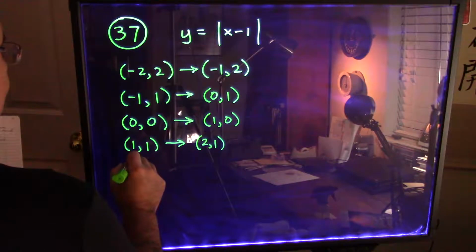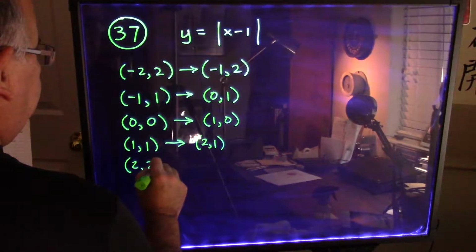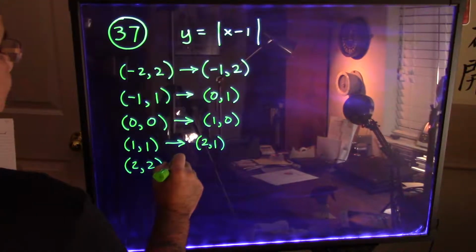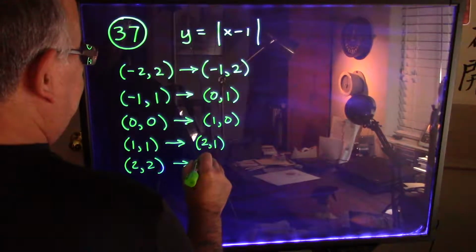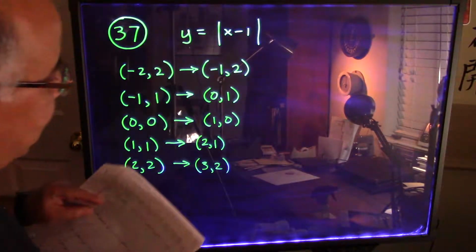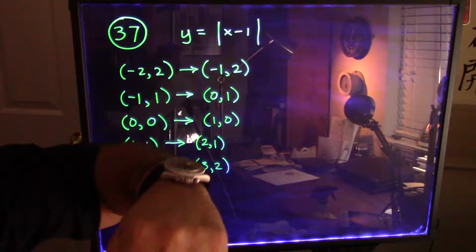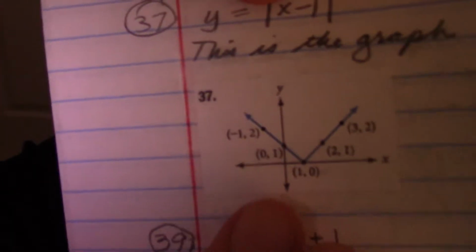And let's do one more. 2, 2. Add 1 to the x coordinate and you get 3, 2. Alright. So you plot those points and connect the dots, get your V-shaped absolute value, and you should come up with this graph right here.